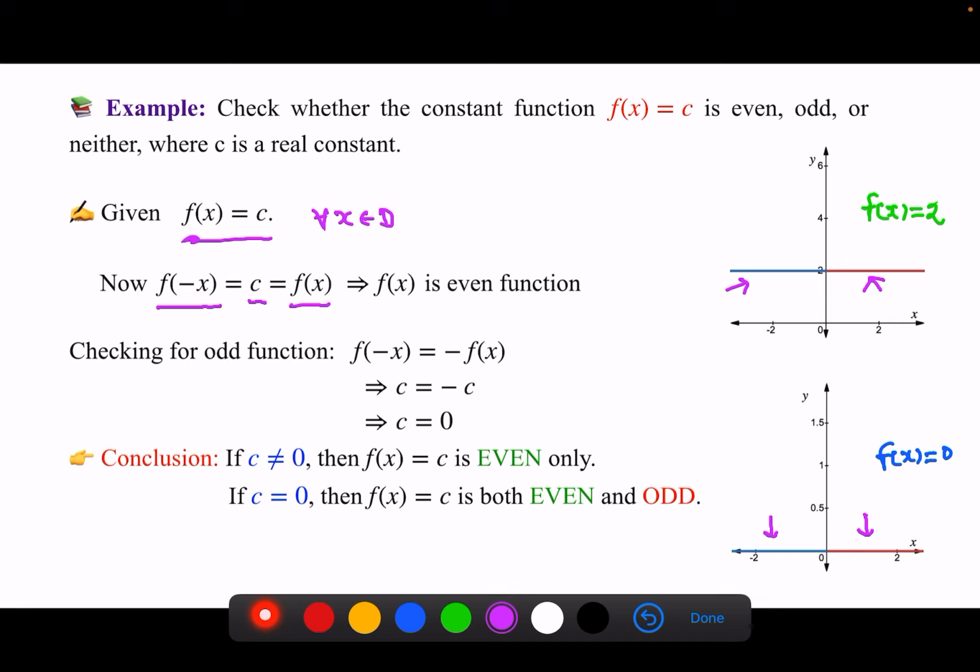As we have earlier discussed, f of x equal to c is an even function if c is not equal to 0. Now we check for odd. If we rotate this graph by 180 degrees, then the graph looks the same. So this function f of x equal to c for c equal to 0 is odd also. So graphically also we conclude that if c is not equal to 0 then the constant function is even only, but if c equal to 0 then the function is both even and odd.